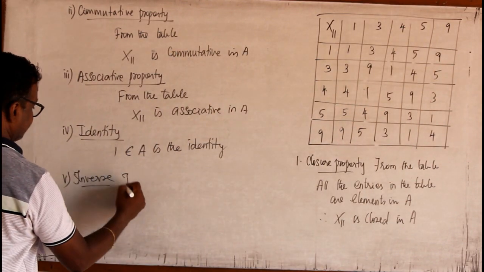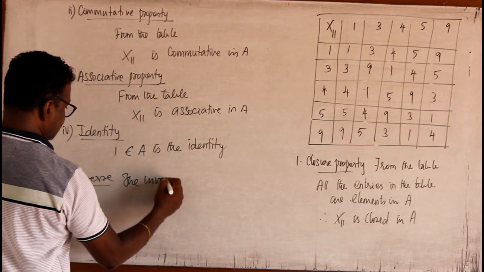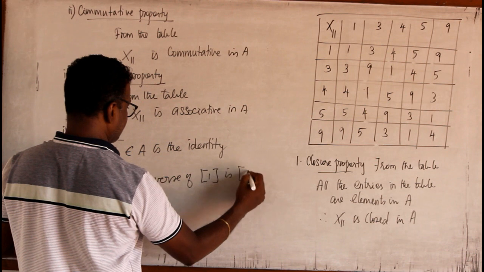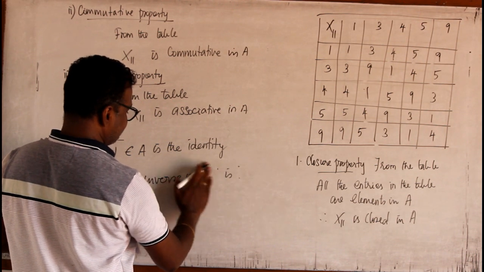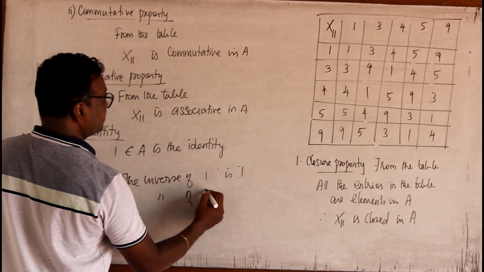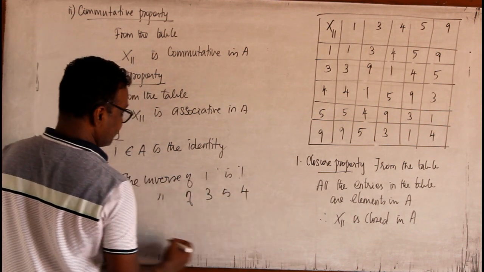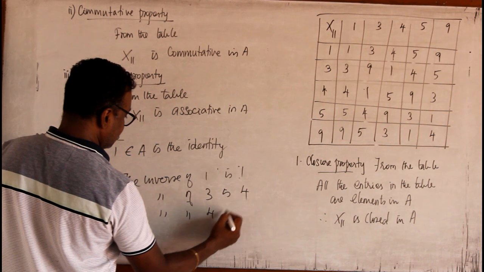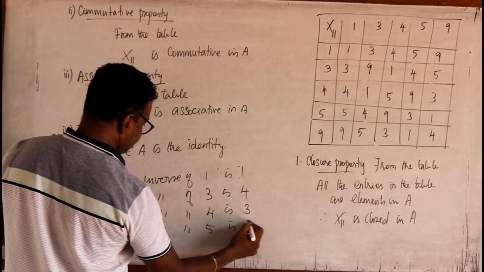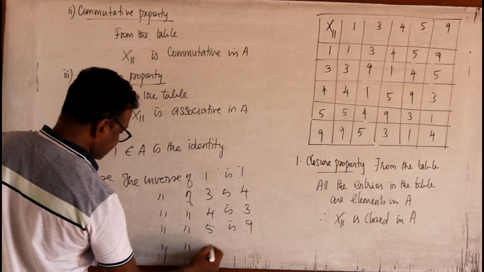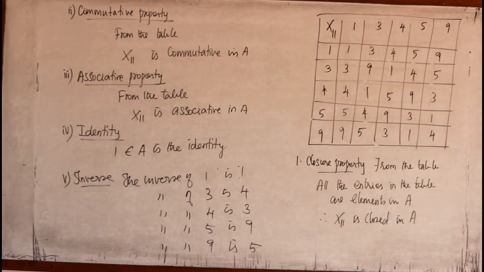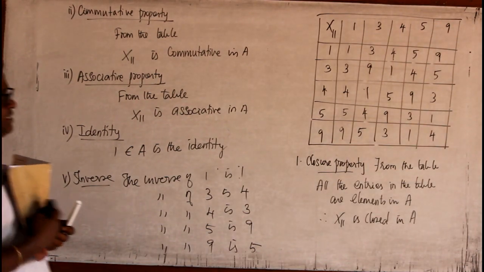So straightaway, the inverse of 1 is 1. Okay, no need to go for square numbers also. The inverse of 1 is 1. The inverse of 3 is 4. The inverse of 4 is 3. The inverse of 5 is 9. And the inverse of 9 is 5. With that, this problem is over. With that, all the examples are over.